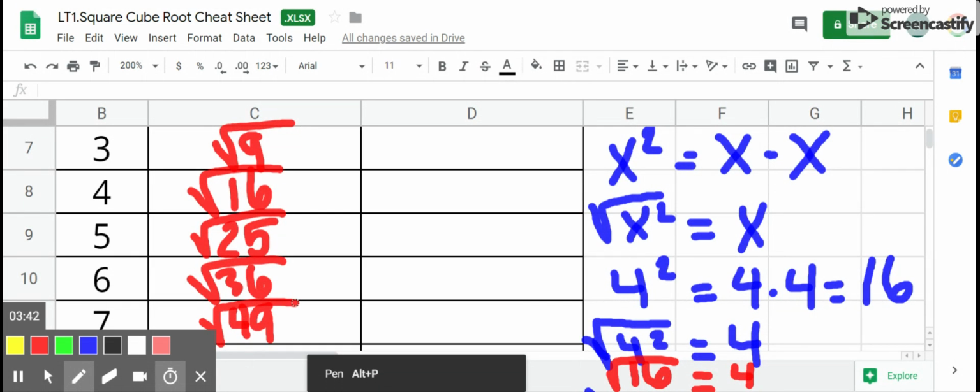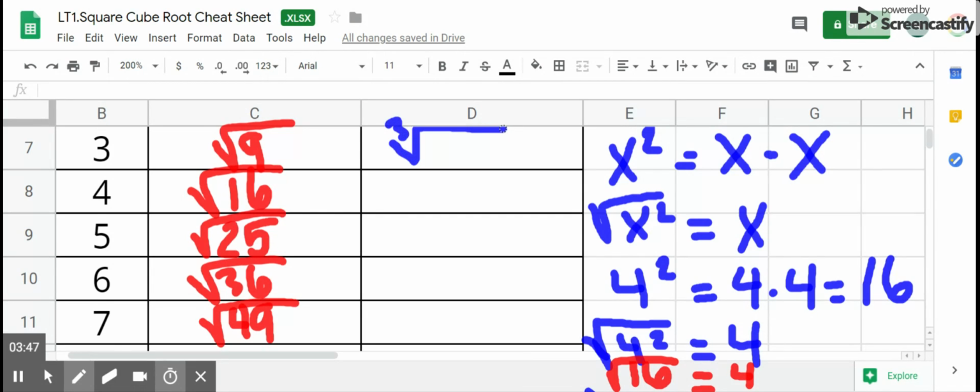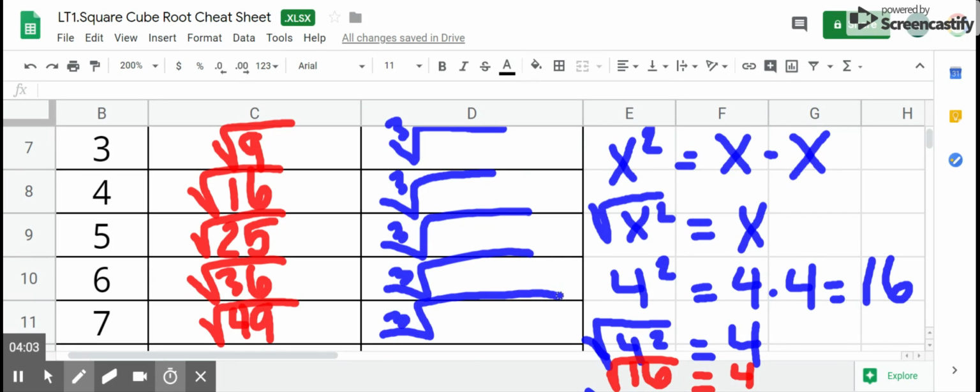Now, for cubed roots. Instead of multiplying that number by itself once, we're going to multiply that number, technically 2 times, that number and then times itself. For cubed root, we need to multiply 3 times. So I'm going to do 3 times 3 times 3. 3 times 3 is 9. 9 times 3 is 27. Next one, 4 times 4 is 16, and then 16 times 4 gives us 64.